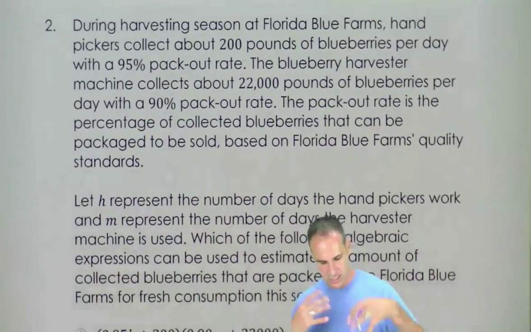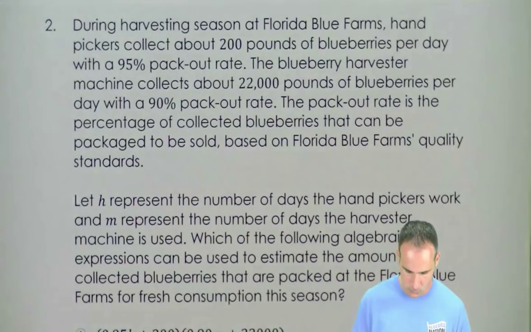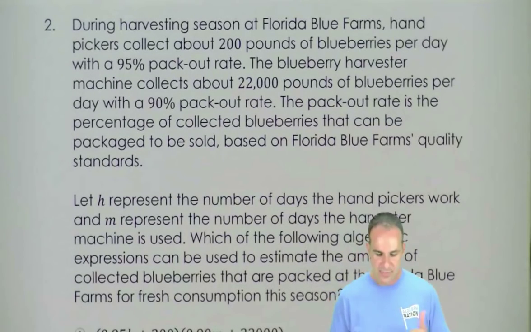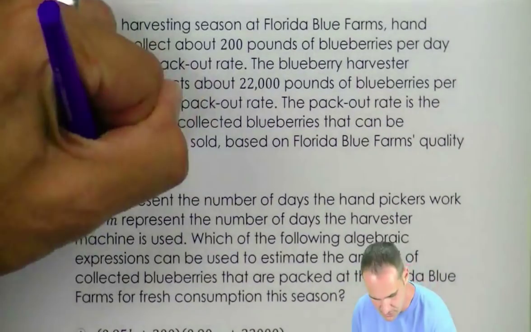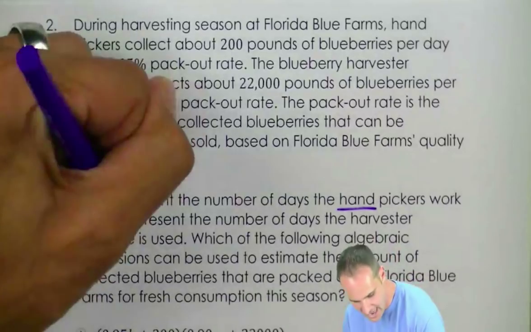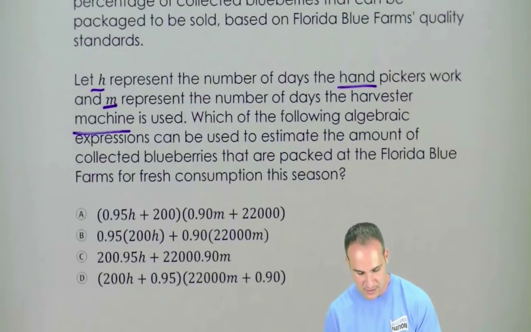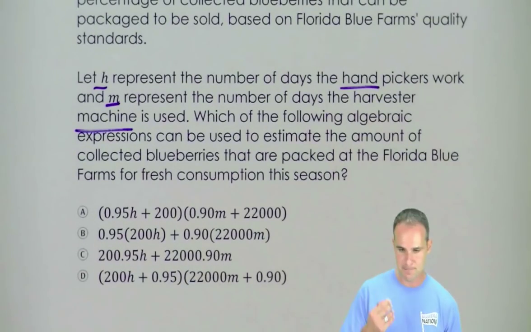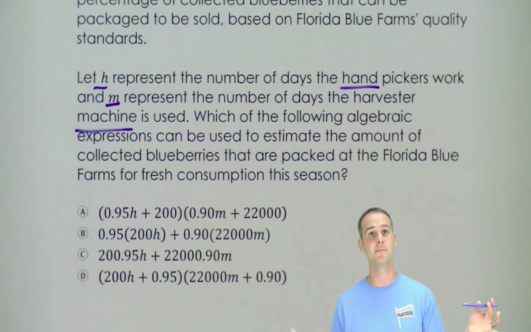So basically, the machine collects, but only 90% of them are going to be packaged to be sold, versus the hand pickers, it's 95% to be packaged to be sold. And this is based on Florida Blue Farms quality standards. We're going to let H represent the number of days for the hand pickers, and M is the number of days for the machine. Which of the following algebraic expressions can be used to estimate the amount of collected blueberries that are packed at the Florida Blue Farms for fresh consumption this season?